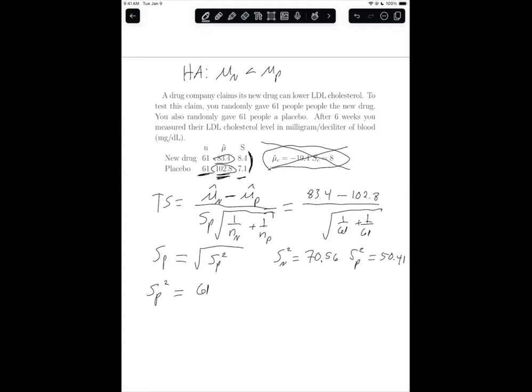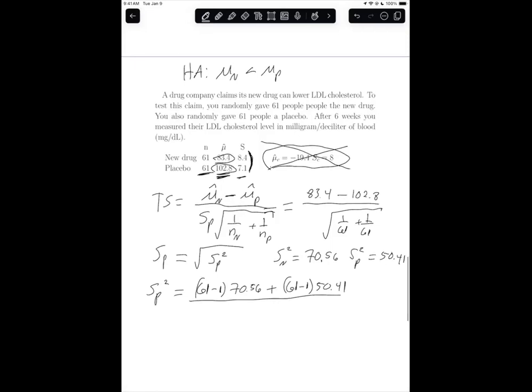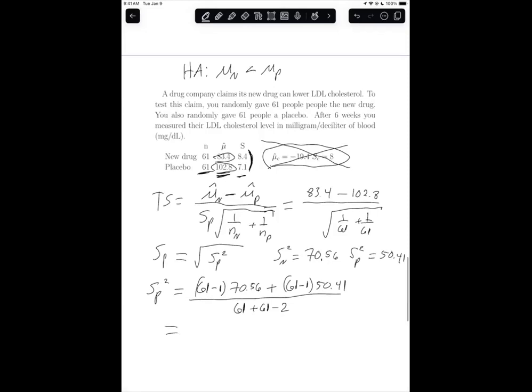So now that I have these variances, I can calculate the pooled variance. I'm going to take the sample size minus 1 for the new drug group, times the variance of the new drug group. And we're going to add that to the sample size for the placebo group minus 1, that quantity times the variance of the placebo group. This formula only works with variances. You always have to use variances. You cannot shortcut this and plug in standard deviations. And then we divide this by what we used as our degrees of freedom, that 120. In general, it's going to be 61 plus 61 minus 2, and that was 120. And so when you do this, you get a pooled variance of 60.485.